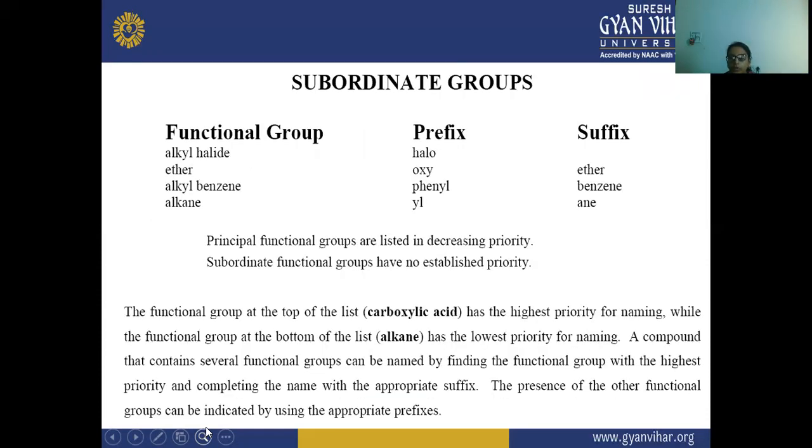Next, these are the subordinate groups. The principal functional groups are listed in decreasing priority, and the subordinate functional groups have no established priority. The functional group at the top of the list, carboxylic acid, has the highest priority for naming, while the functional group at the bottom has the lowest priority. A compound that contains several functional groups can be named by finding the functional group with the highest priority and completing the name with the appropriate suffix. The presence of other functional groups can be indicated by using the appropriate prefixes. These are the subordinate groups.